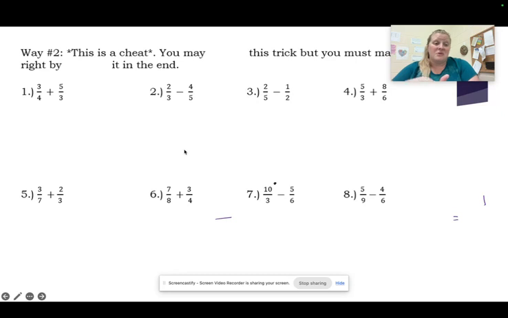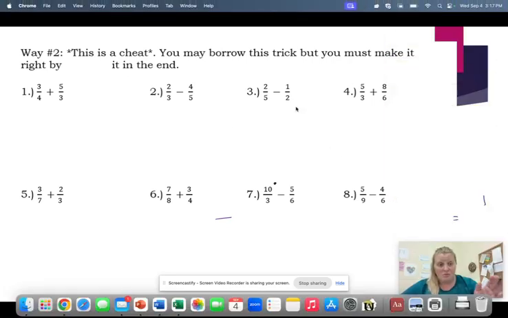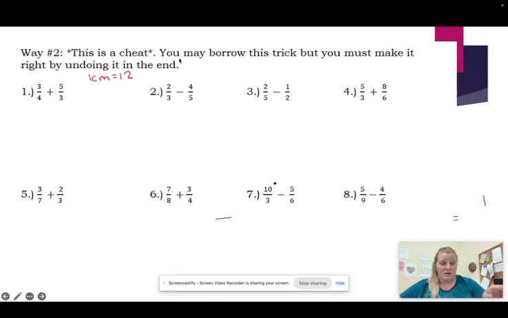Way number 2. So again, we're going to redo 1 through 4, but in a different way. Before I show you this, I want to note that this is a cheat method. We're technically not allowed to do this, but we'll just undo it at the end, and it's like we never cheated. All right, so again, we're going to borrow the trick, but we have to undo it in the very end.